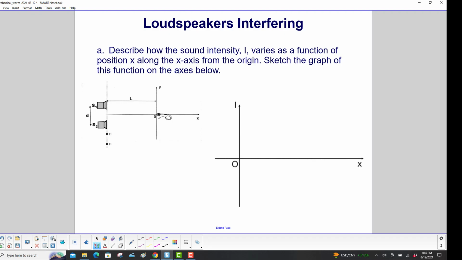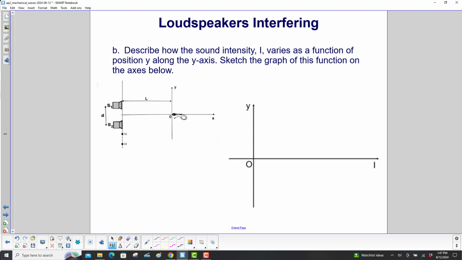A. Describe how the sound intensity I varies as a function of position x along the x-axis from the origin. Sketch the graph of this function on the axes below. Describe how the sound intensity I varies as a function of position y along the y-axis. Sketch this graph of the function on the axes below.